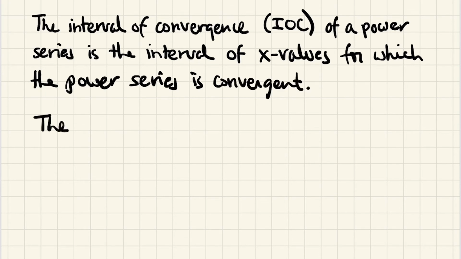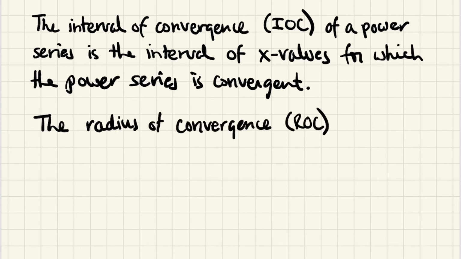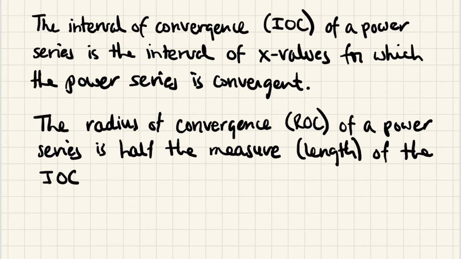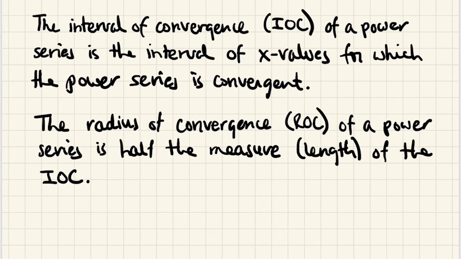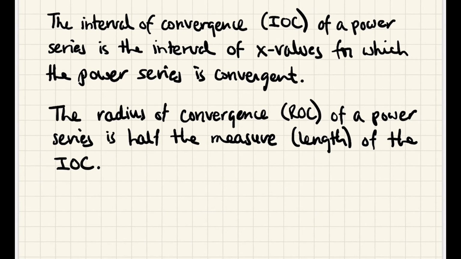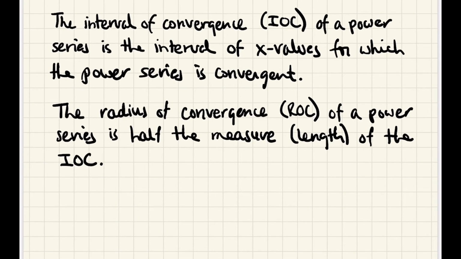And the radius of convergence, which I often abbreviate ROC, is half the measure, meaning the length, of the interval of convergence. Okay, and finally, we should note, as pointed out, that a power series that's centered at A has an interval of convergence centered at A.